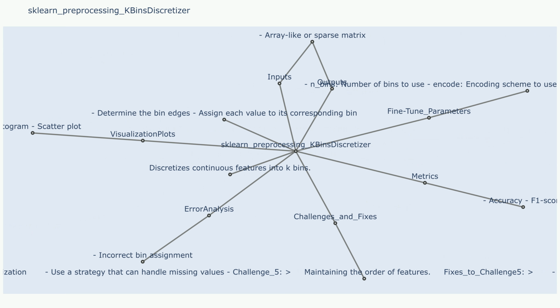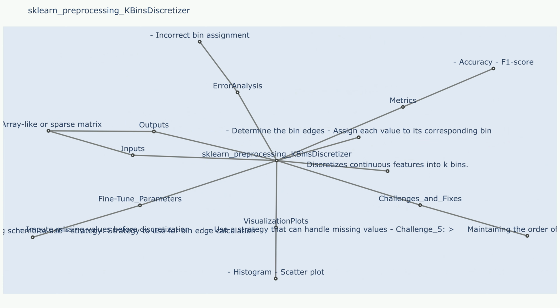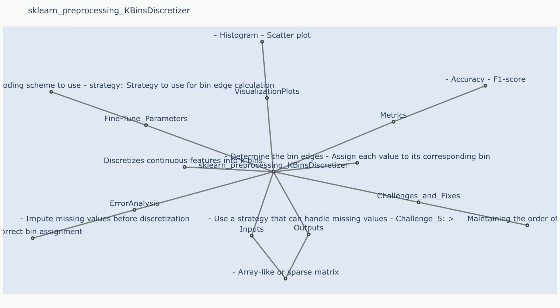Inputs: X, a NumPy array or pandas data frame containing the data to be discretized. Each column represents a feature. Encode: a string indicating the encoding scheme to use. Options are: one-hot encodes each bin, creating a binary feature for each bin in a column. Ordinal encodes bins with consecutive integers.